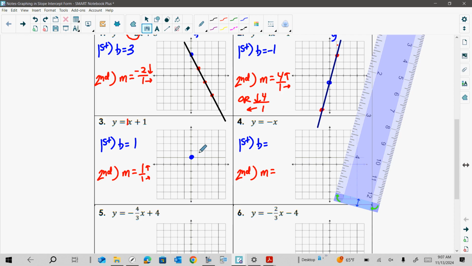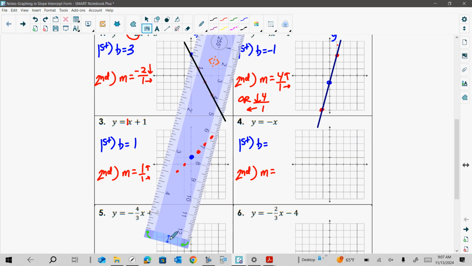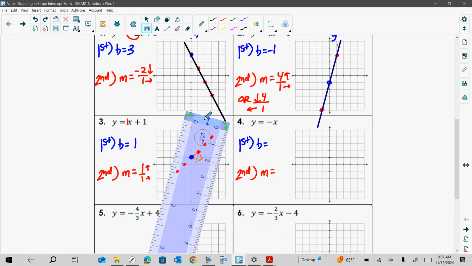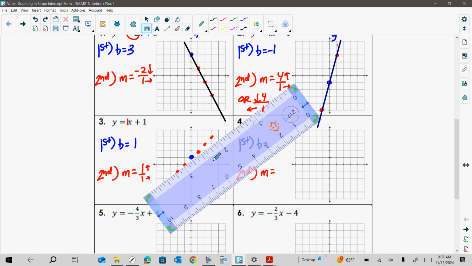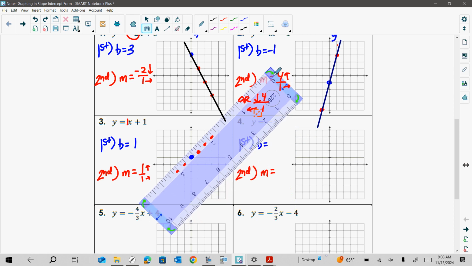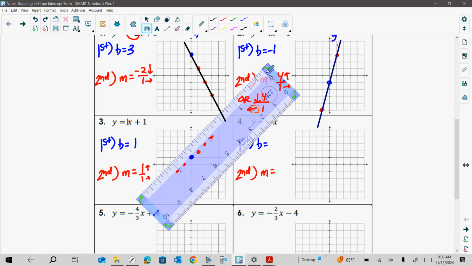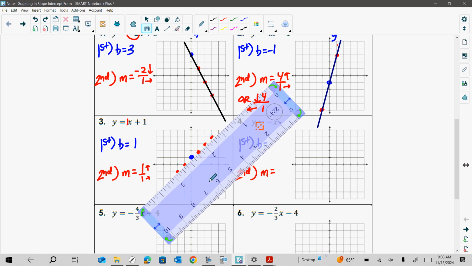So count up 1 to the right 1. And just repeat that, up 1 to the right 1. And then put your points. Okay? Very good. And then we're just drawing a line through those points. So we just need to use the edge. Let me make my ruler a little bit smaller here. Use the edge of your ruler to line up your points.